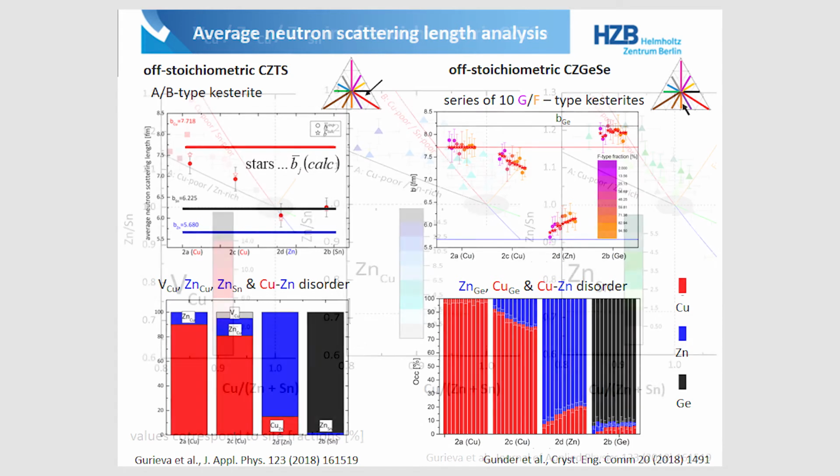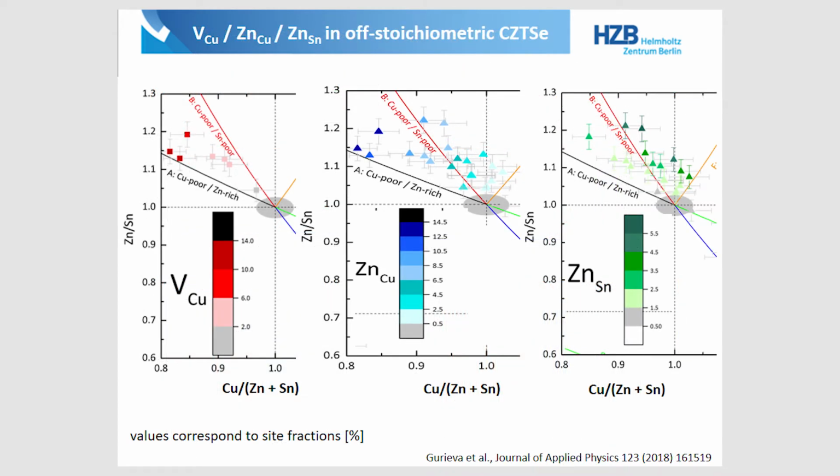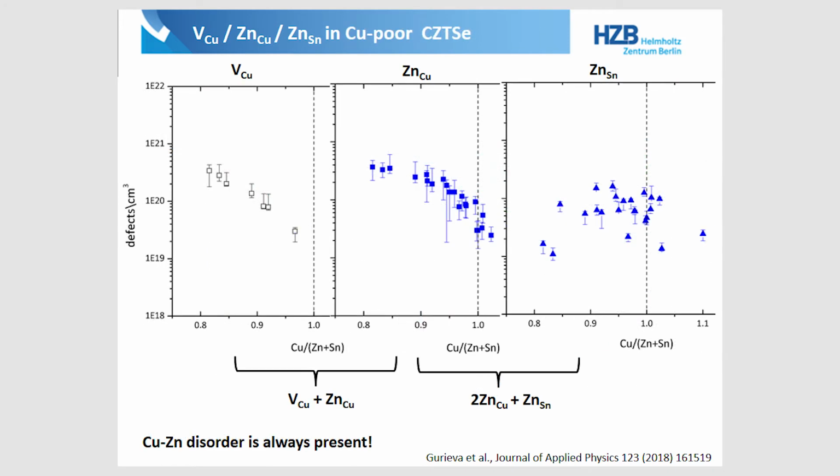From this we can calculate not only the site fractions of the different defects. These are just 3 examples shown here. We also can calculate the concentrations for these 3 examples shown here: copper vacancies, zinc on copper and zinc on tin. And you see the concentrations are very high. This is just from the structural origin.